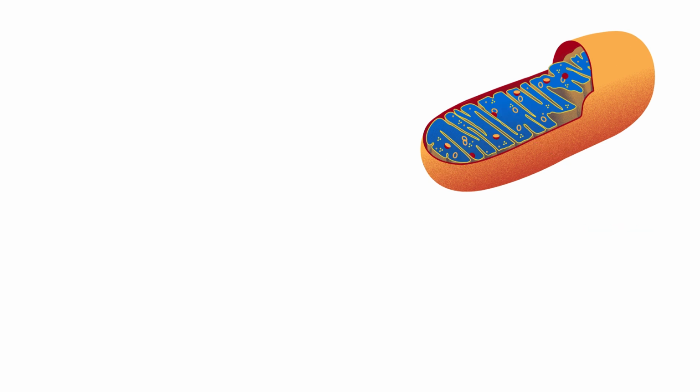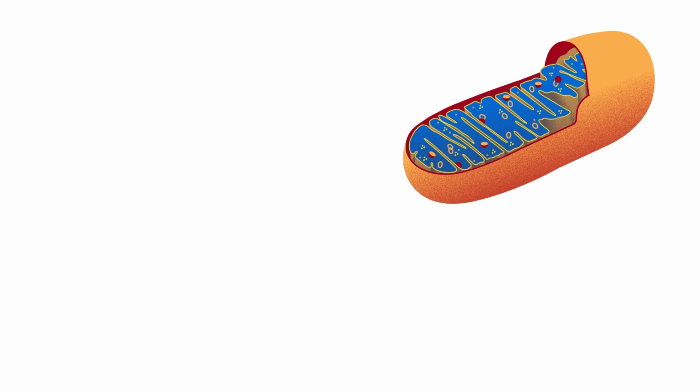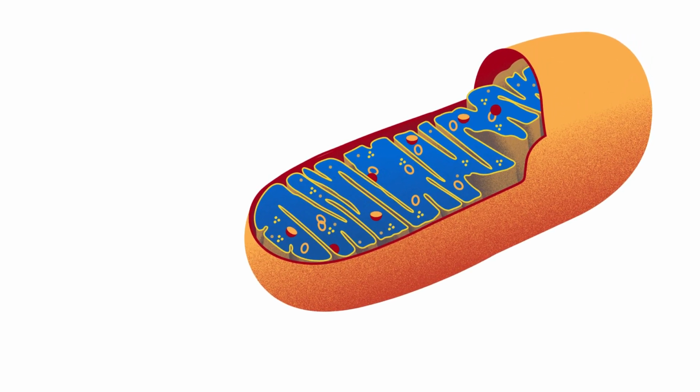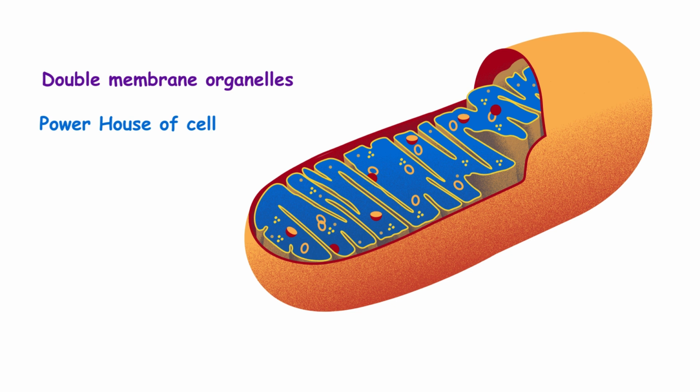Now if we look at this small summary from the examination point of view, of what we learned today in this video: mitochondria are double membrane organelles known as the powerhouse of the cell, produce ATP, have their own DNA, and are maternally inherited.